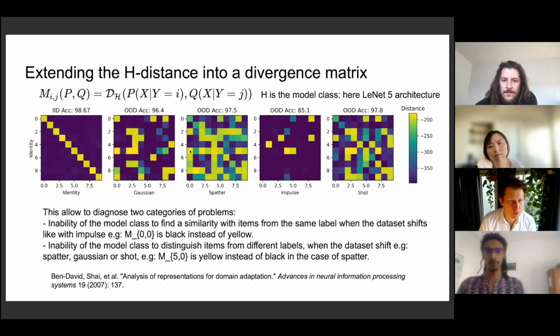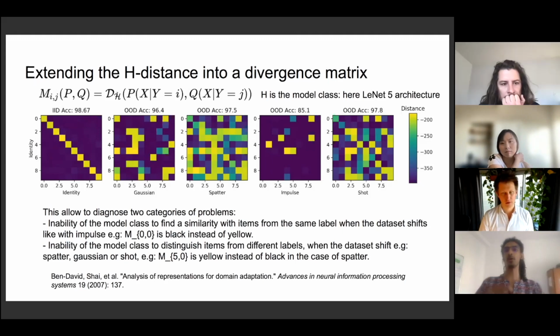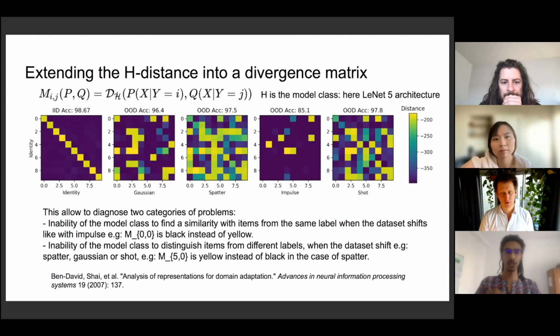Hey, Jean-Michel, what's DH here? So DH is the distance along this model class. What does that mean? What it means is that if you take the class of LeNet-5 architecture and you restrict them to do just binary classification, and you have two distributions of data and you want to distinguish between them, you are going to have a score. This is what this distance means.